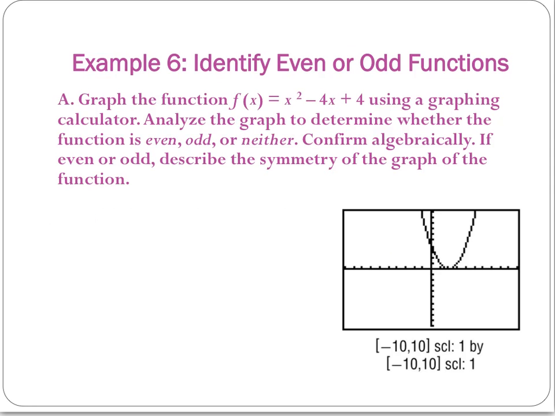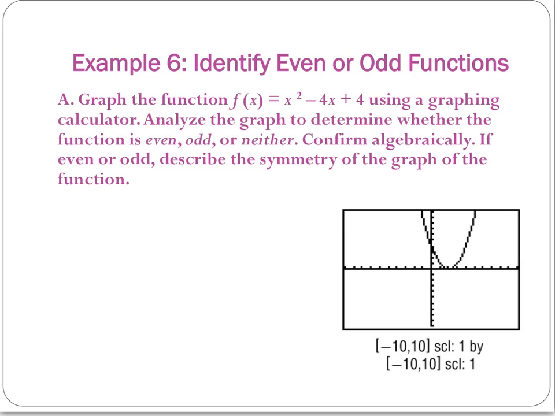In example 6, we need to identify even or odd functions. In part A, we're asked to graph the function f of x equals x squared minus 4x plus 4 using a graphing calculator and analyze the graph to determine whether the function is even, odd, or neither. We're going to confirm algebraically if even or odd describe the symmetry of the graph of the function.